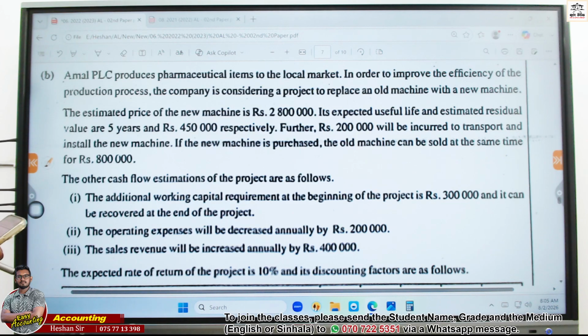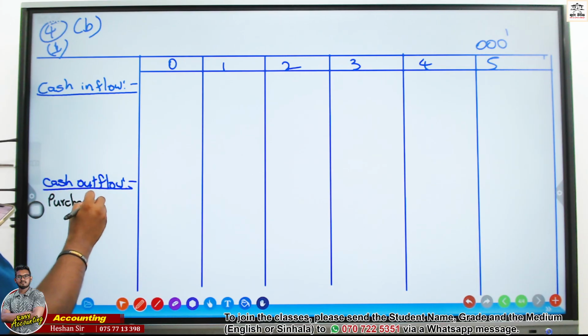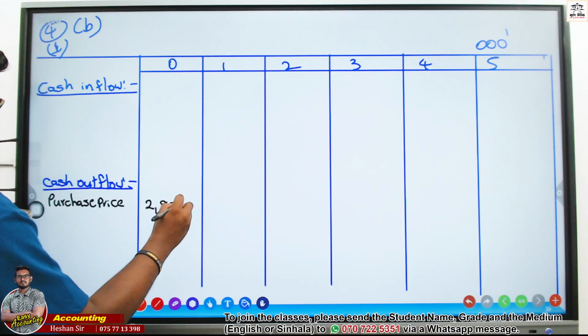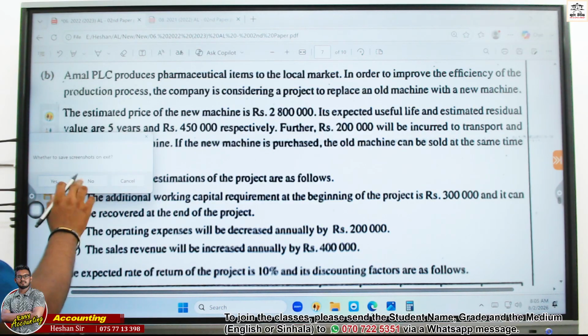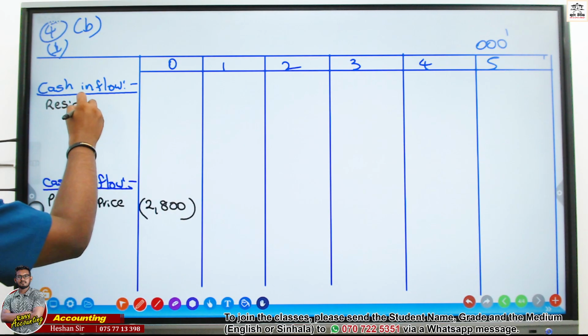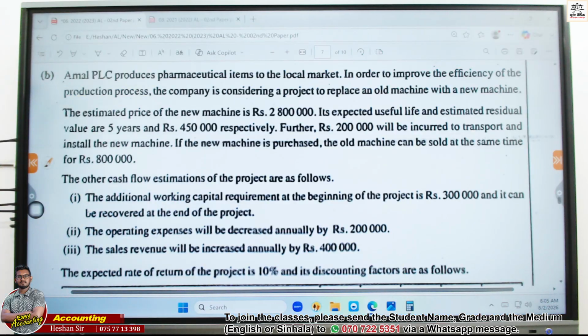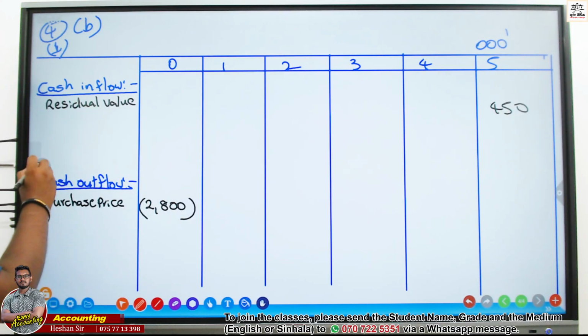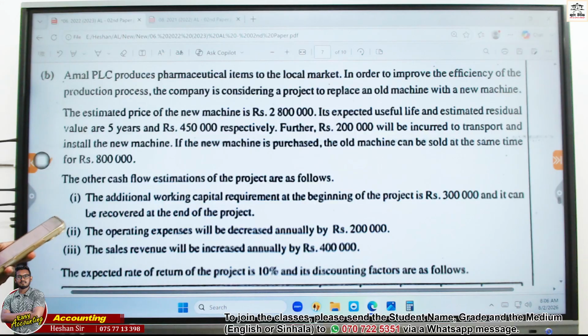Right. Purchase price is 2,800, at year zero. Residual value 450. Transport and install 200. Right. Old machine 800.